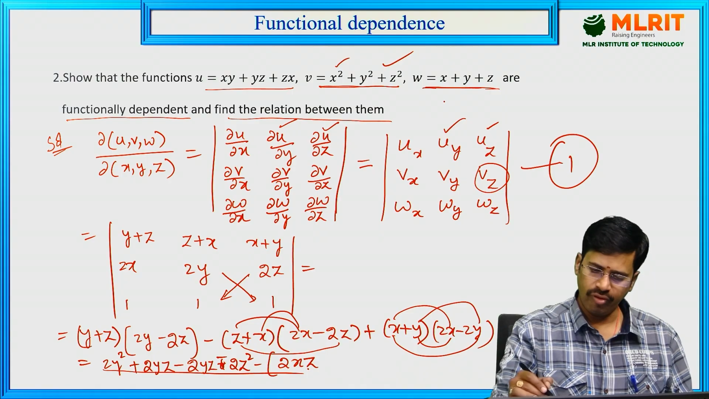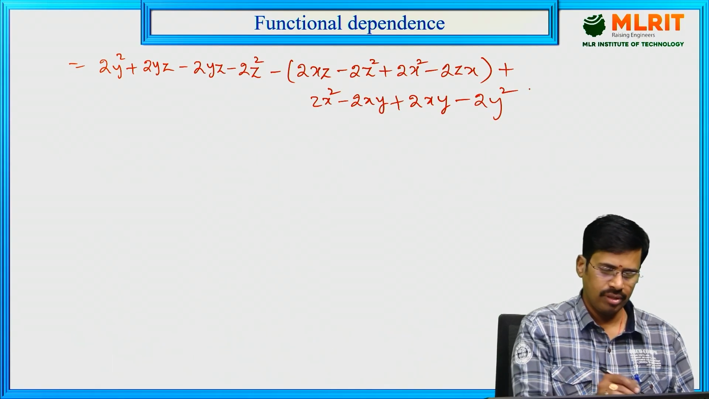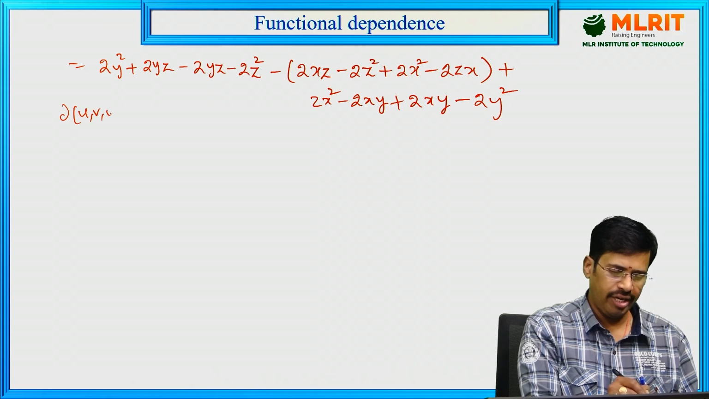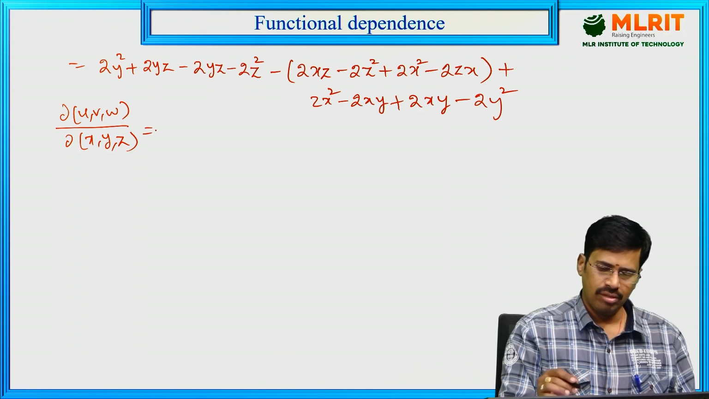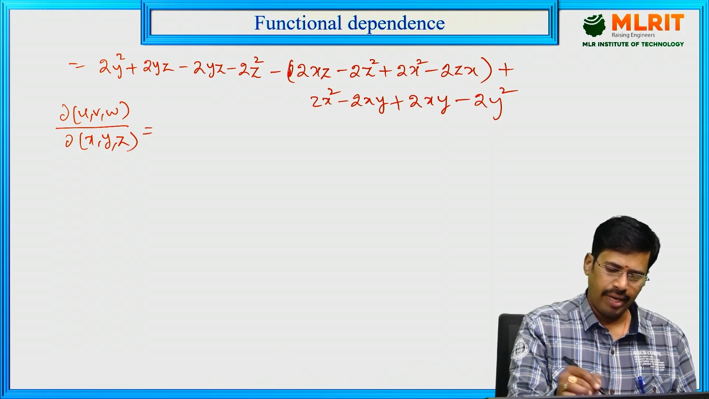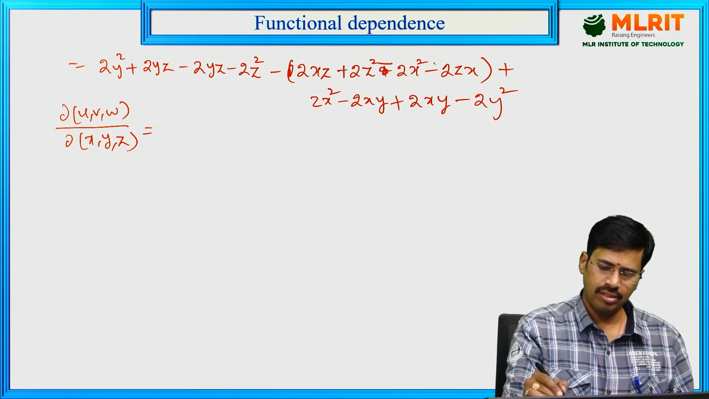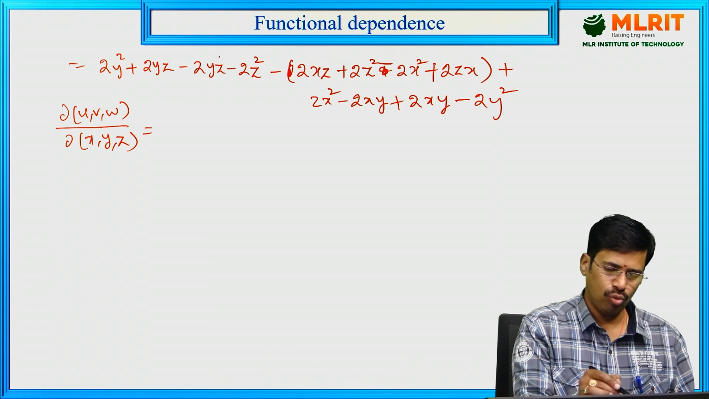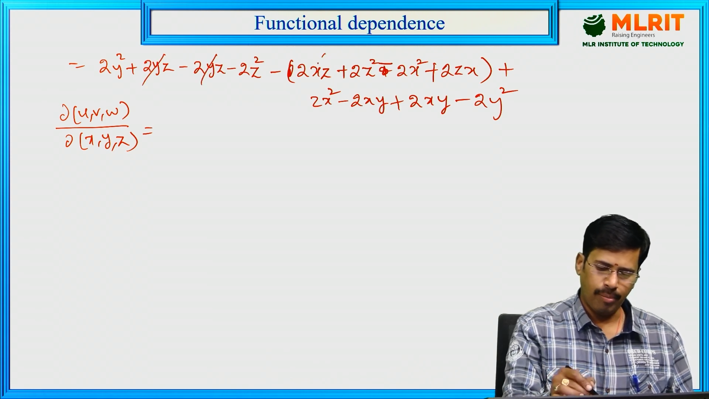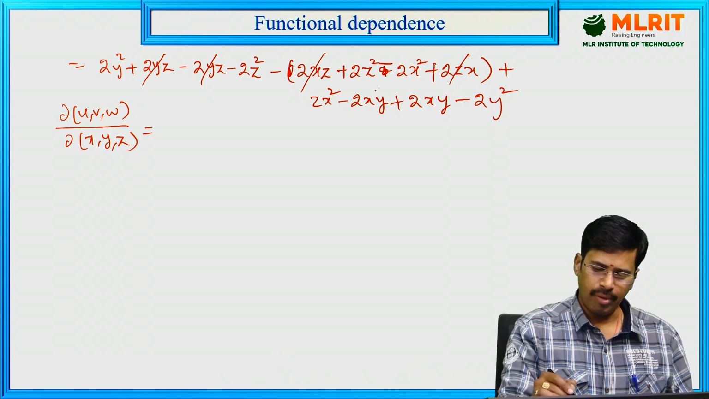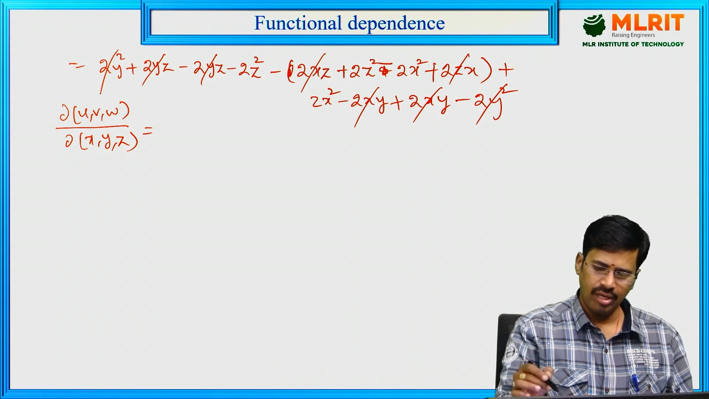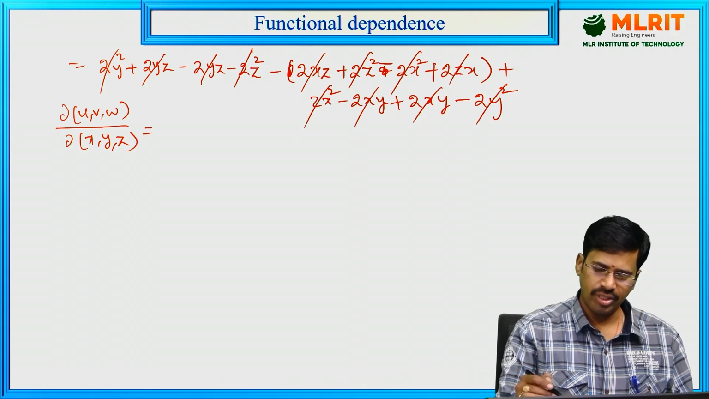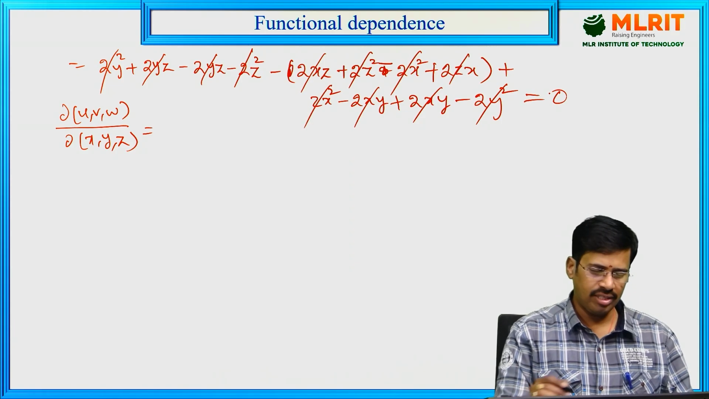Y into minus 2y is minus 2y square. So Jacobian of u, v, w with respect to x, y and z, that is, if I remove this bracket, minus plus minus plus, so minus 2yz plus 2yz cancel, minus 2xz plus 2xz cancel, minus 2xy plus 2xy cancel, minus 2y square plus 2y square plus 2z square minus 2z square plus 2x square minus 2x square cancel. All the terms get cancelled, we get 0.